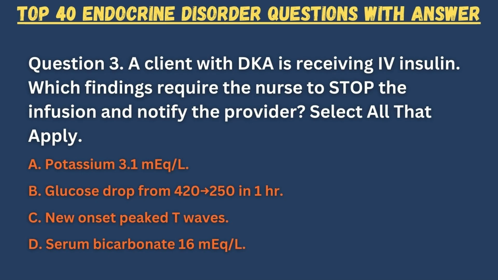Question 3. A client with DKA is receiving IV insulin. Which findings require the nurse to stop the infusion and notify the provider? Select all that apply. A. Potassium 3.1 milliequivalents per liter. B. Glucose drop from 420 to 250 in 1 hour. C. New onset peaked T waves. D. Serum bicarbonate 16 milliequivalents per liter.